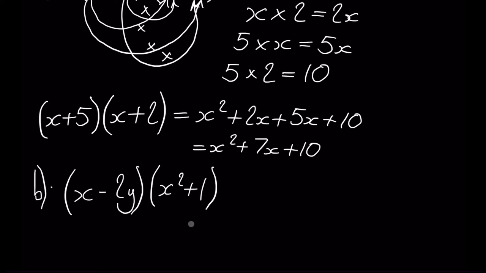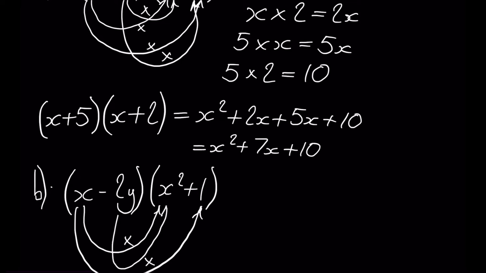So we start off with the first term in the first expression, x, and we multiply it by both terms in the second expression. So we do x times x squared and x times 1. And the second term in the first expression is minus 2y. We multiply that by x squared. And we multiply minus 2y by 1.